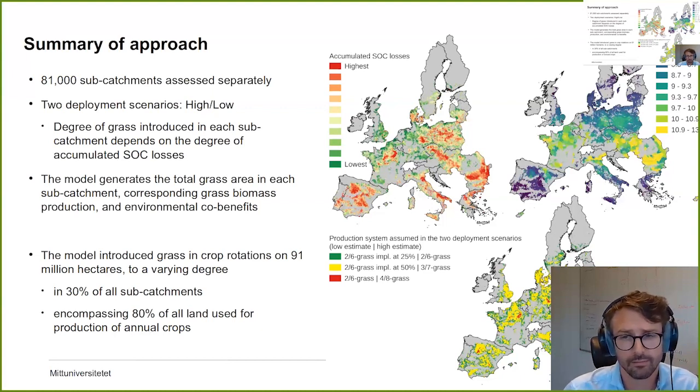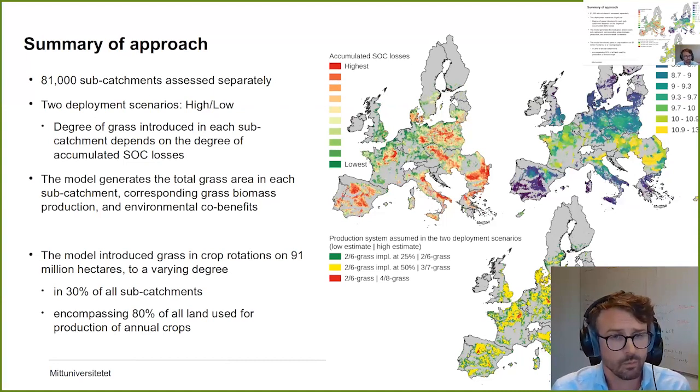In most cases, we see yellow, and that is where we have rather high soil organic carbon losses. There we introduced a system with 2 years of grass and 4 years of annual crops, and it was implemented on 50% of the land in the low estimate. But we also tried 3 years of grass and 4 years of annual crops, and 4 years of grass and 4 years of annual crops, depending on the degree of soil organic carbon losses.